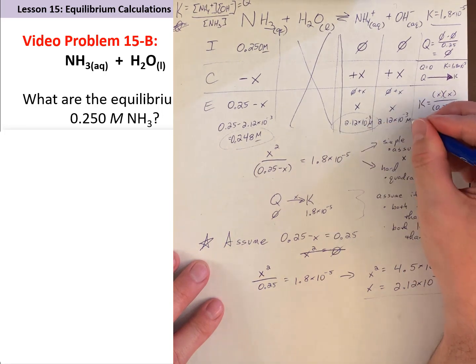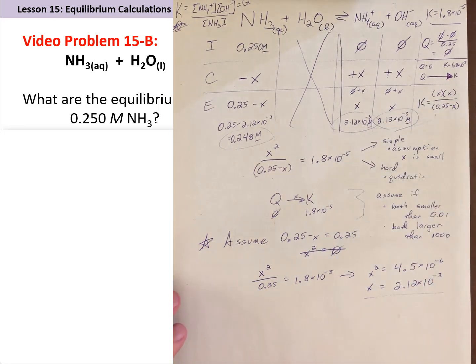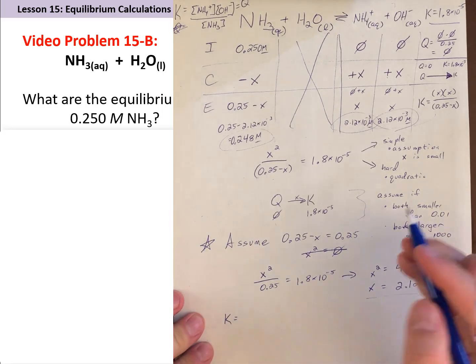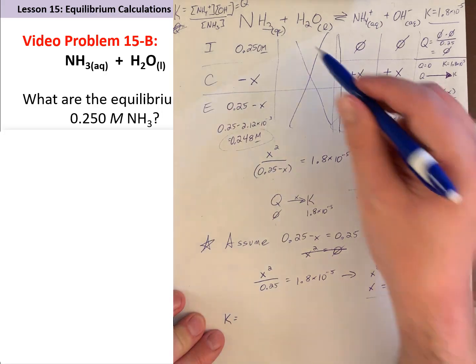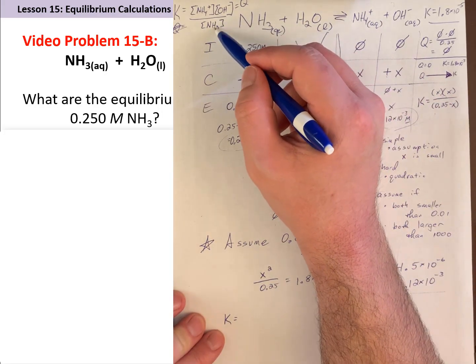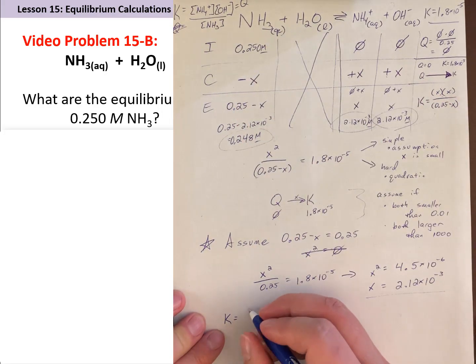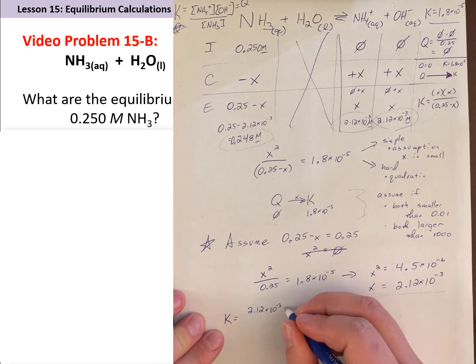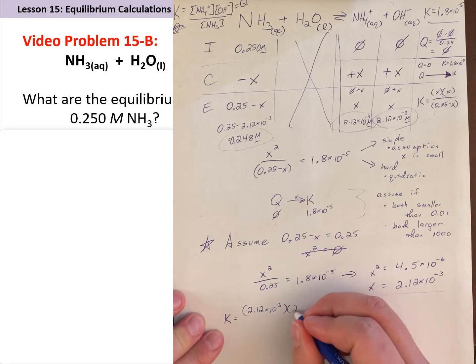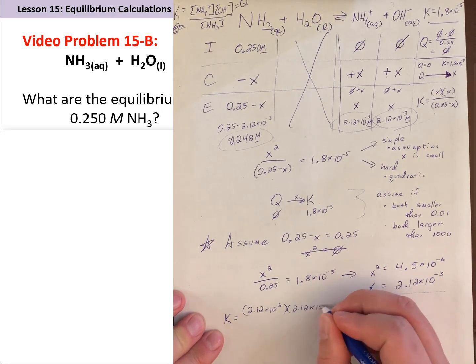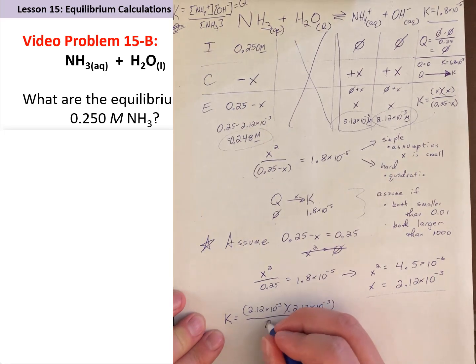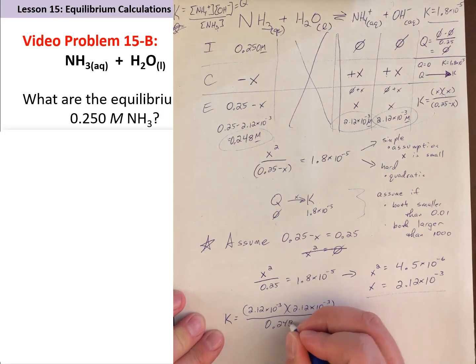All right, now I have to do two things still. I need to check my work with K, and then I need to check that assumption, okay? So let's check our work. Let's plug everything back into our K value. So this will be 2.12 times 10 to the minus 3 times 2.12 times 10 to the negative 3 over my NH3, which is 0.248.